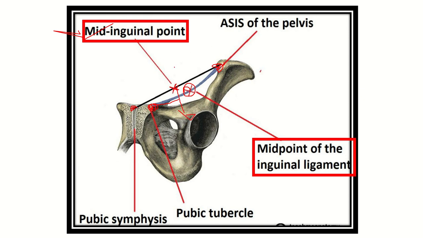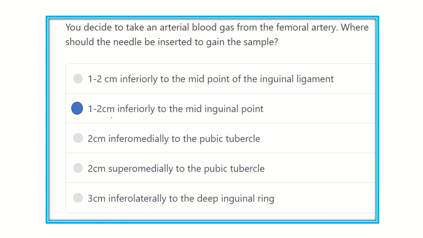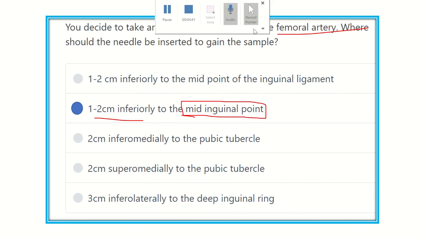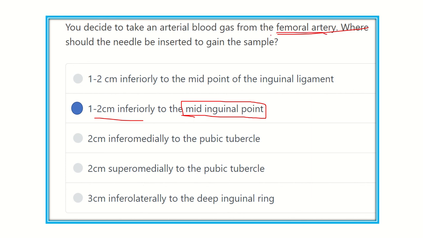So we have to insert the needle 1 to 2 centimeter below the mid inguinal point. So our final answer is 1 to 2 centimeter inferiorly to the mid inguinal point. And the femoral artery has no relation to the inguinal ligament for blood gas collection by the needle. It is related to the mid inguinal point, and it is not related to the inguinal ligament.